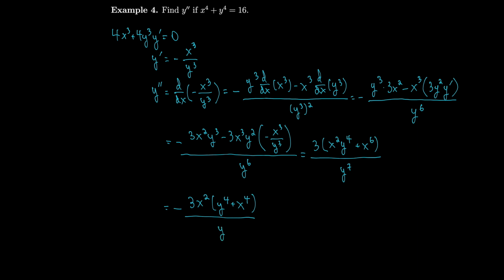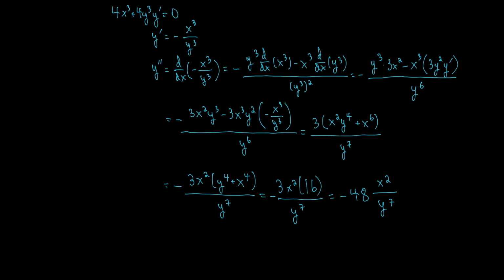Now you might be thinking, okay, why would I want to factor out x squared? Well, notice what we have left inside here is y to the 4th plus x to the 4th, which is exactly what we started with, and we know that that equals 16. So now we can replace that with 16. Okay, so 3 times 16 is 48. So we have minus 48x squared over y to the 7th as our second derivative, y double prime.